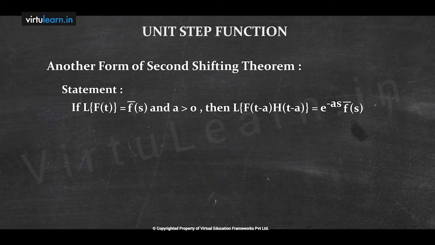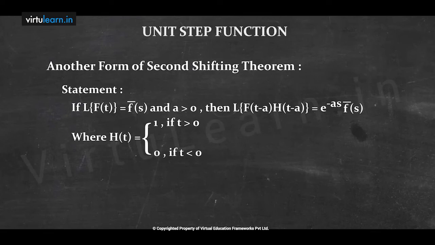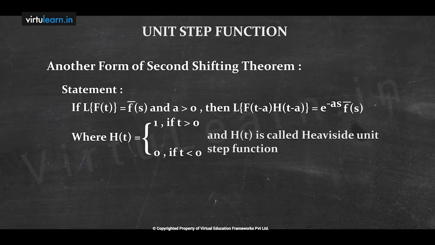The same thing again, H of t is 1 when t is greater than 0, and H of t is 0 when t is less than 0. H of t is called the Heaviside unit step function, because previously I took H of t minus a, here the a value is 0, t minus 0 means the a value is 0.